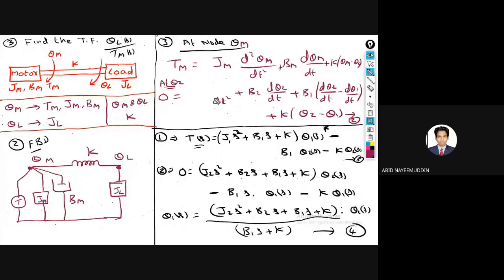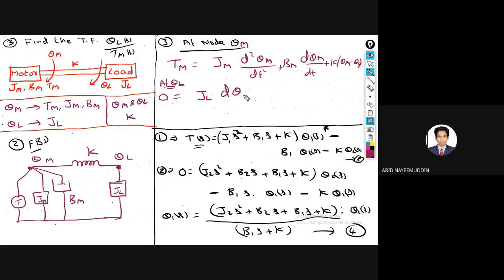Now at the next node, which node? Theta l. See, as there is no torque here, if you observe, at node theta l there is no torque. If there is no torque, then the left hand side is 0 and the right hand side is Jl, as you are writing with respect to theta l, d square theta l by dt square plus K into theta l minus theta m, equation 2. So this is 1 and this is 2.